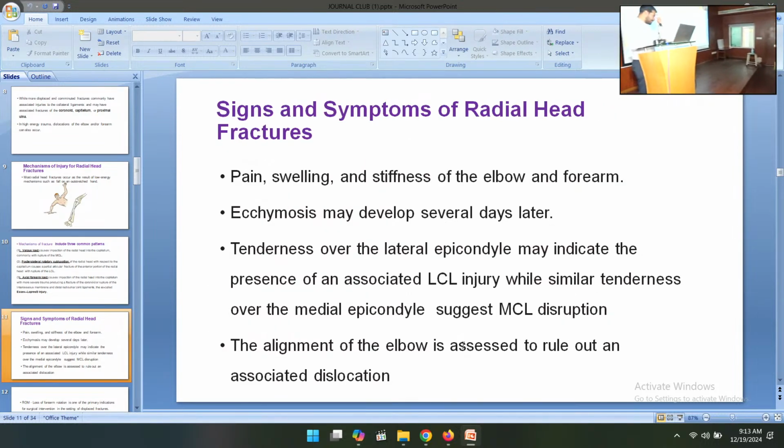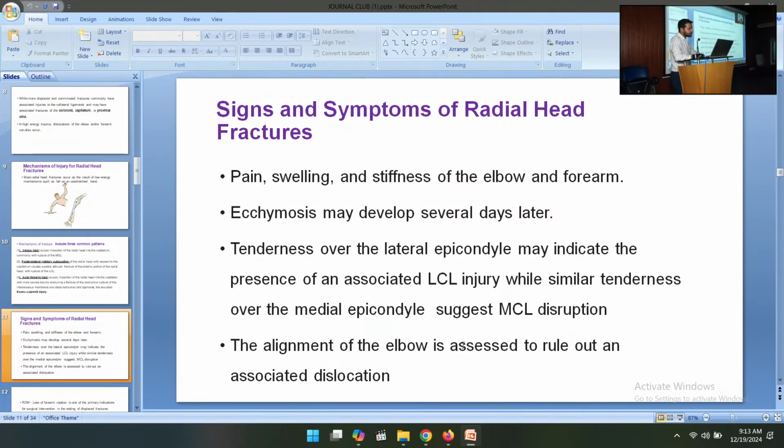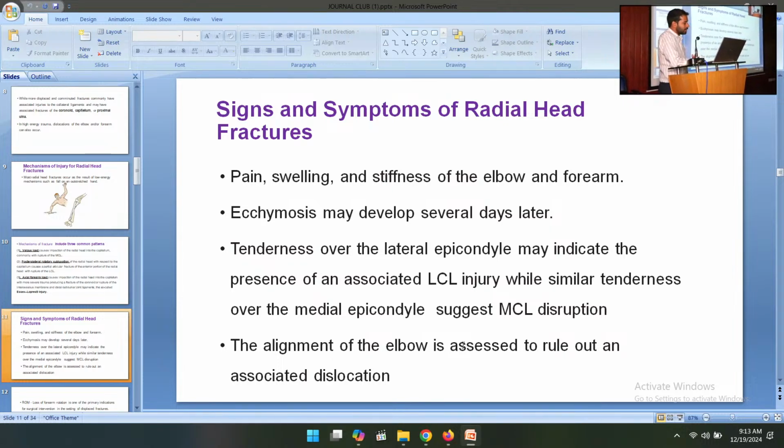Signs and symptoms of the radial head fracture: pain, swelling, stiffness of the elbow and forearm. Ecchymosis may develop several days later, and tenderness over the lateral epicondyle may indicate presence of the associated lateral collateral ligament injury, while similar tenderness over medial epicondyle suggests medial collateral ligament disruption. Radiographs of the elbow are assessed to rule out associated dislocation like Monteggia and Galeazzi.